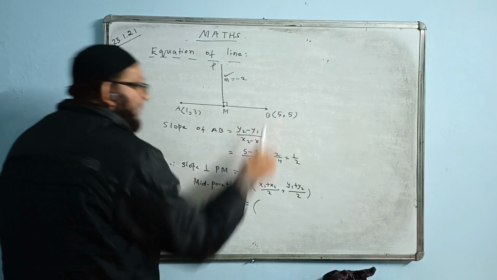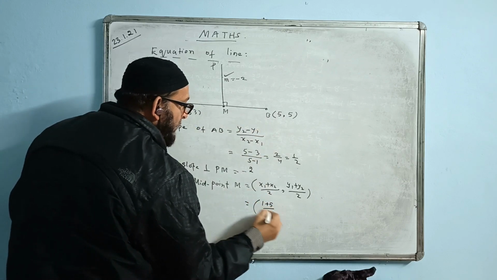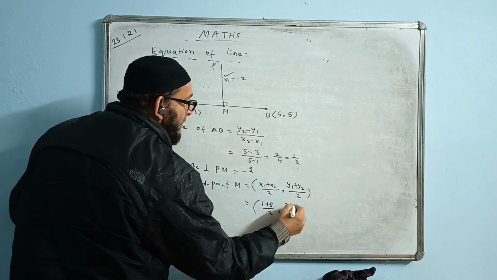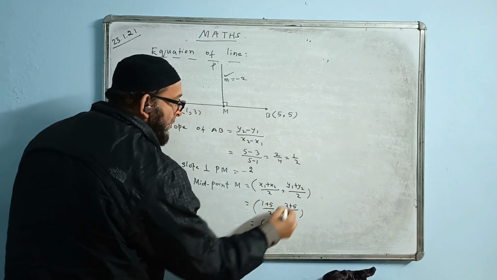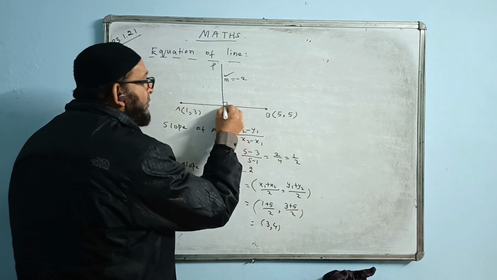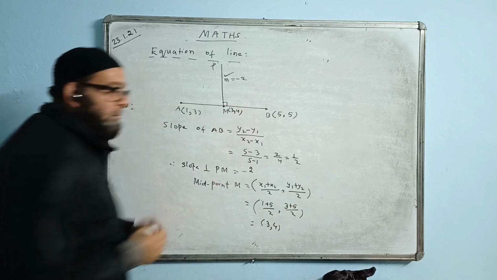x1 is 1, this is 5, I write that is 1 plus 5 by 2. Next one, 3 plus 5 by 2. 5 plus 6 by 2, the answer is 3. 8 by 2, the answer is 4. Now the midpoint I will put here: 3, comma 4.